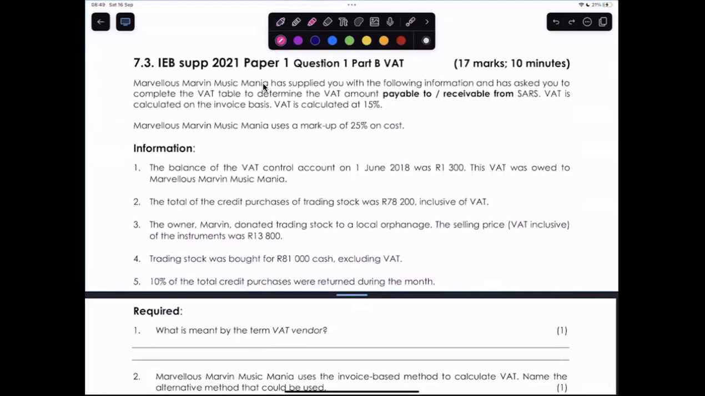This VAT question is taken from the IB supplementary paper of 2021. Marvelous Marvin Music Mania has supplied you with the following information and has asked you to complete the VAT table to determine the VAT amount payable to or receivable from SARS. VAT is calculated on the invoice basis. This simply means that the VAT liability takes place on the date of the invoice.